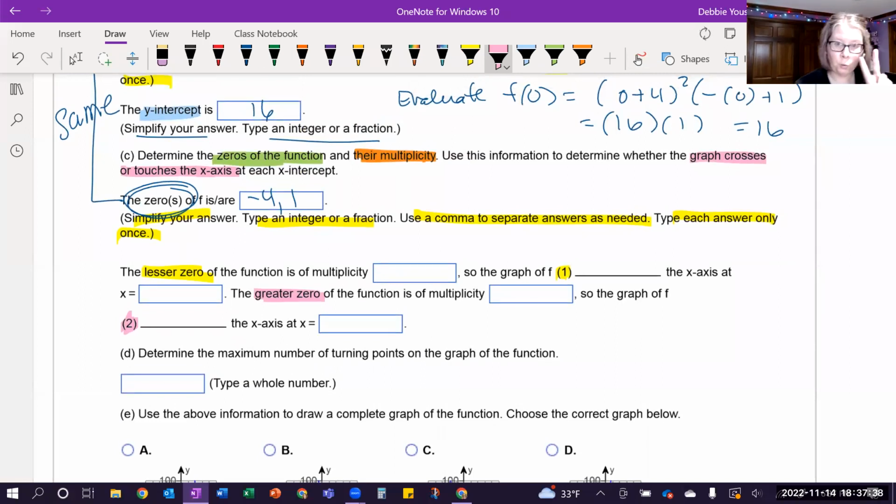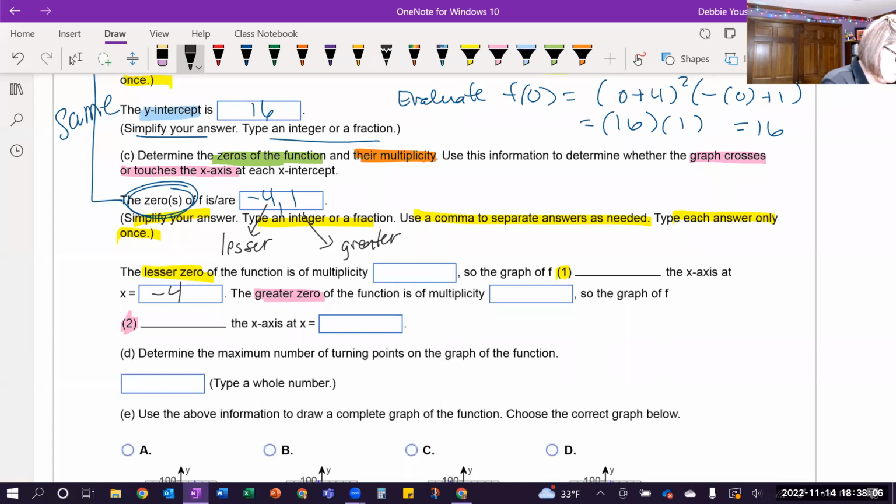So I have 2 zeros. Which one's lesser, which one's greater? -4 is smaller than 1. So -4 is the lesser zero they're referring to. They write it that way so they're not telling you what the answer is. So they just refer to them as the lesser and greater. So that means the x-axis at x equals -4, and the greater zero is going to be the x-axis at x equals 1. Now I just need to figure out their multiplicity and whether they cross or touch.